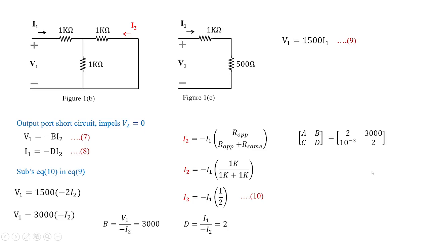Now if we apply the conditions for reciprocity and symmetry, they will match. That is A equal to D, that is 2 equal to 2, it's the condition for symmetry. And what about the reciprocity? AD minus BC should be equal to 1. So 4 minus 3000 multiplied with 10 power minus 3, it becomes 3. So 4 minus 3 becomes 1. So the condition for reciprocity and symmetry is satisfied.